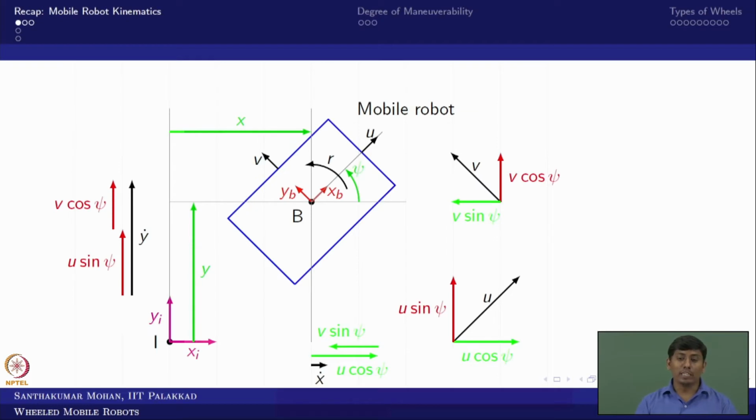Let us see what we have seen. The blue color box that we have shown is what we assume as a mobile robot, which is nothing but a land-based mobile robot. This would be represented with the point B. This point B can be represented with respect to the fixed point I, and that would be represented with the generalized coordinates x, y, psi.